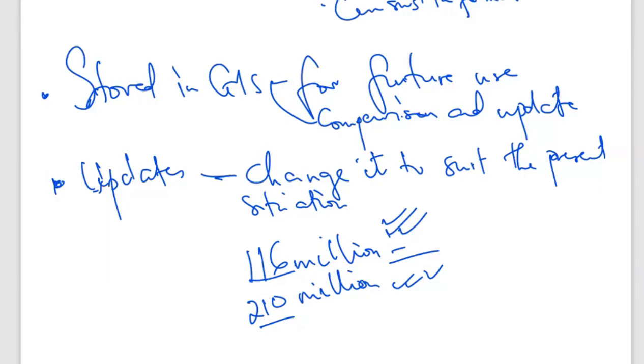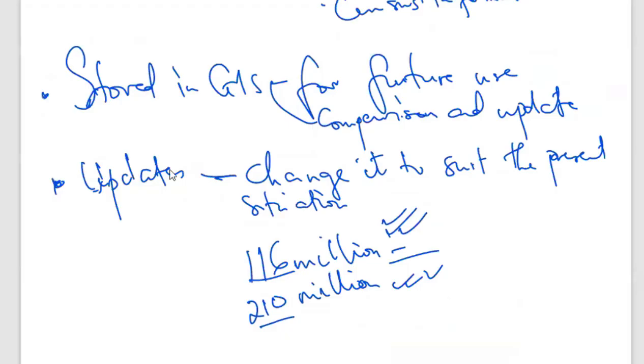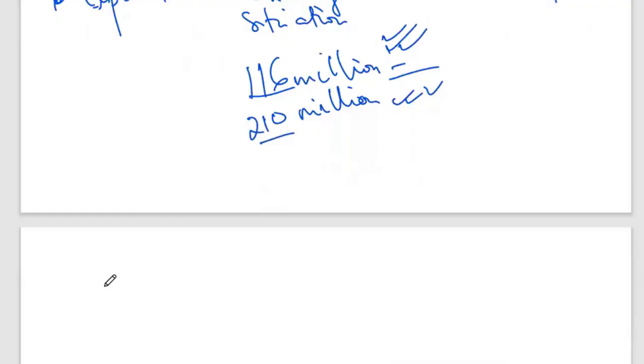Then we can also look at manipulation. Information can be manipulated. When we're talking of manipulation of information, we are basically saying the information can be changed.